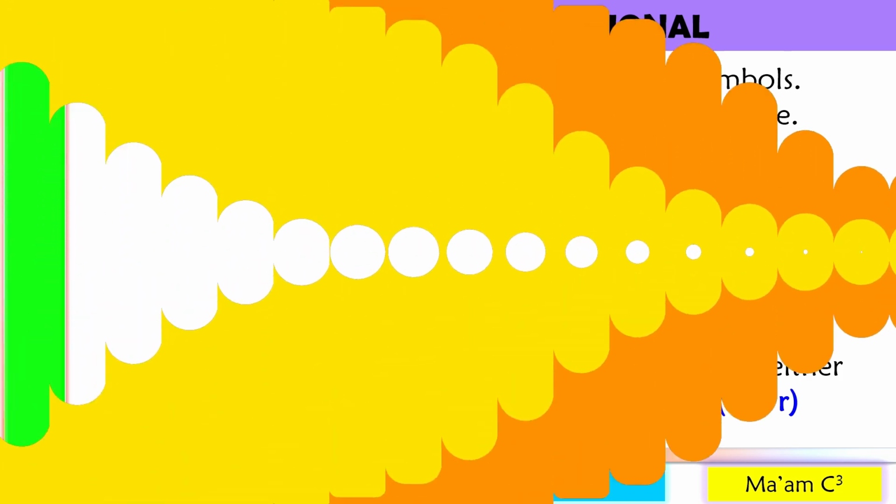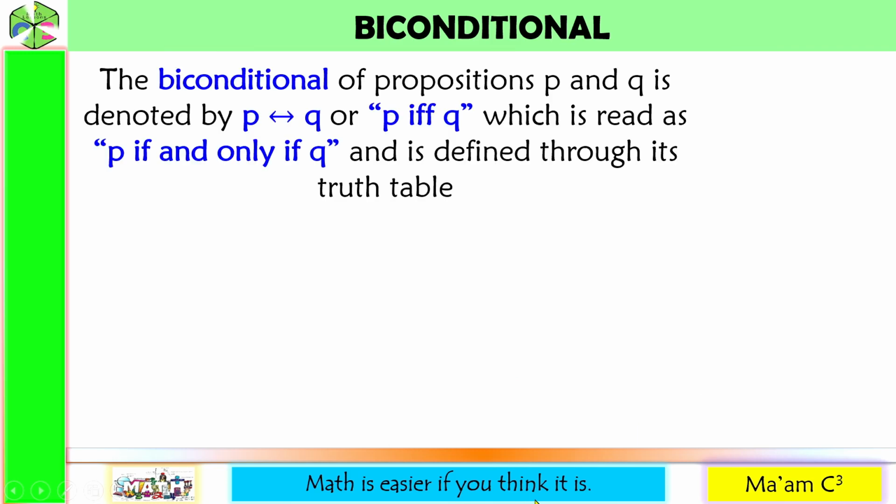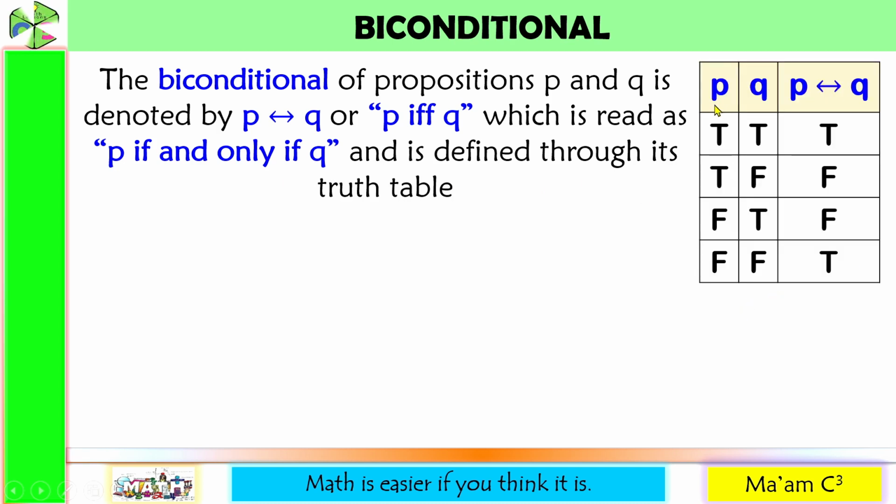The last one is biconditional. The biconditional of propositions P and Q is denoted by this symbol or P IFF Q, which is read as P if and only if Q, and is defined through its truth table. Here is the truth table for biconditional. So again, our propositions are P and Q, and then we have here P if and only if Q.